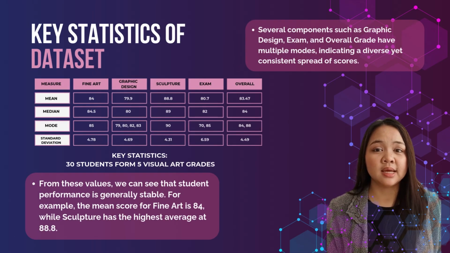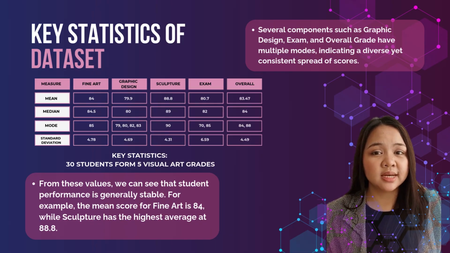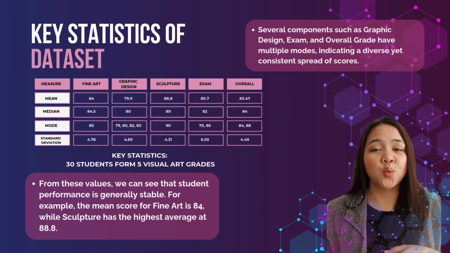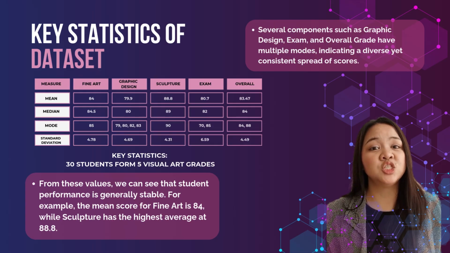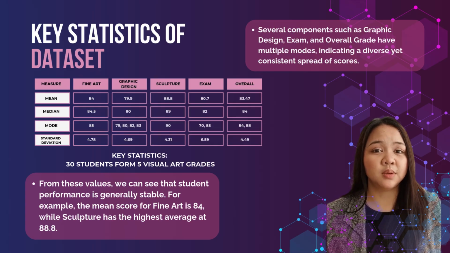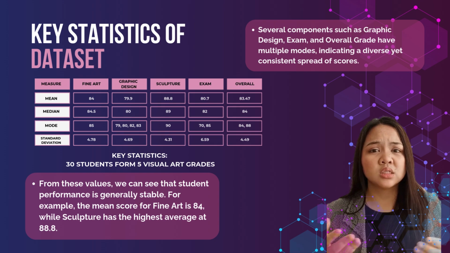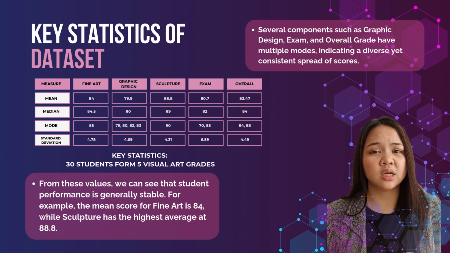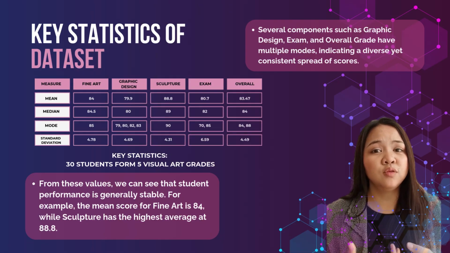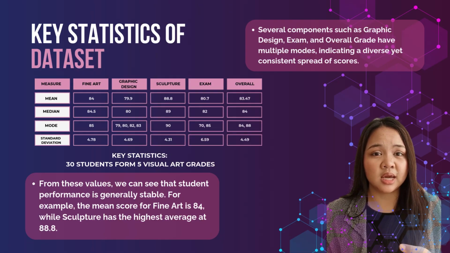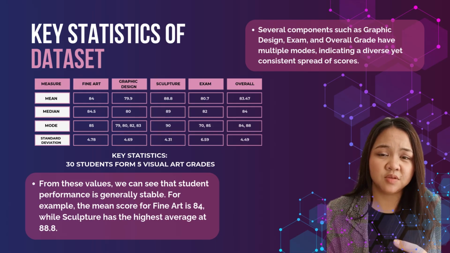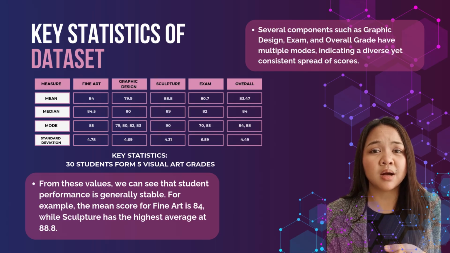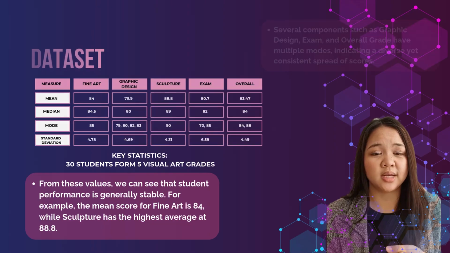Next is key statistic. This slide presents the key statistic including mean, median, mode, and standard deviation. From this value, we can see that the student performance is generally stable. For example, the mean score for fine art is 84, while sculpture has the highest average at 88.8. Several components such as graphic design, exam, and overall grade have multiple modes, indicating a diverse yet consistent spread of score. The low standard deviation across all components shows that marked variation among students is not too wide.